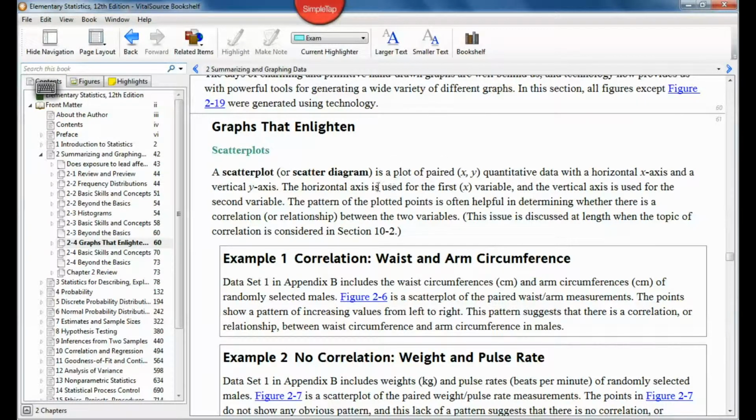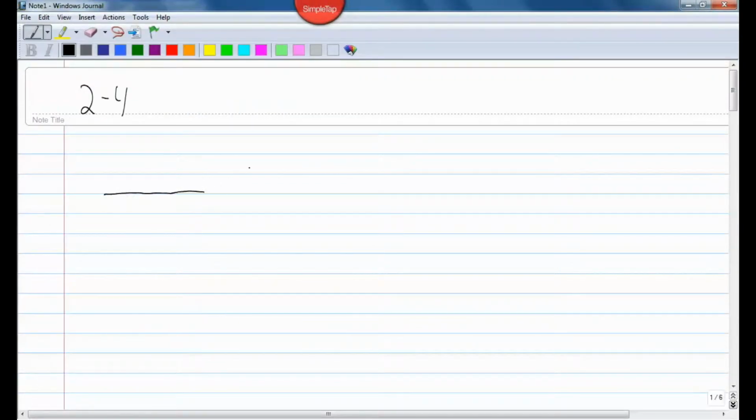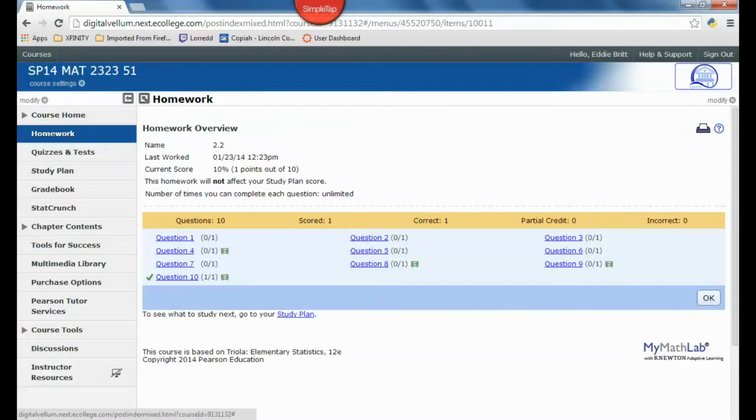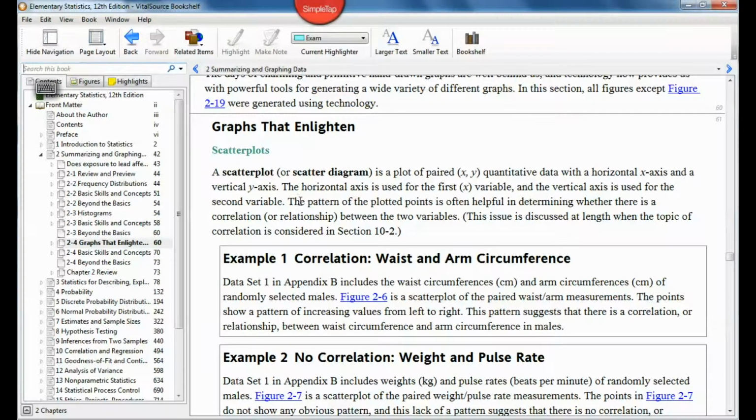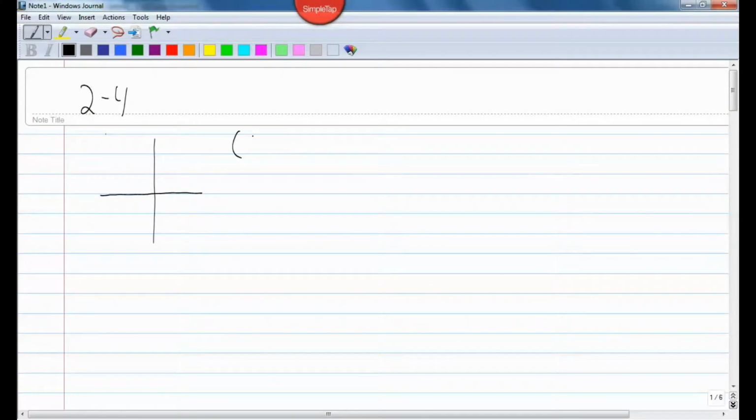And a scatter plot's really easy because all it is, it's like an XY plot of quantitative data with a horizontal x-axis and a vertical y-axis. So just like the rectangular coordinate system that we use, you have a horizontal x-axis and you have a vertical y-axis. That may look a little different, but if you just think about the x and y-axis of our rectangular coordinate system, that's what we use in a scatter plot. Your book says that the horizontal axis is used for the first variable, which is x, and the vertical axis is used for the second variable, which is y. Just like an ordered pair, x, y. Once you were to graph all of these points, then you can make a scatter plot.